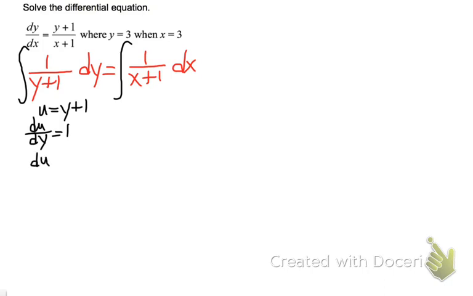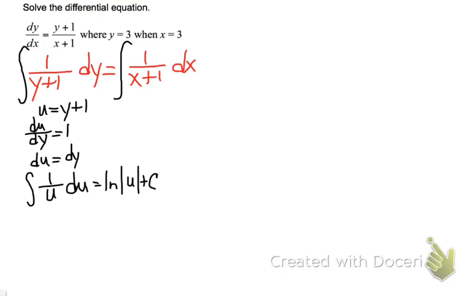So du equals dy for our u substitution. And so now our integral is actually the integral of 1 over u du. And that's a simple enough antiderivative to come up with. That is equal to the natural log of the absolute value of u plus c is the general solution.